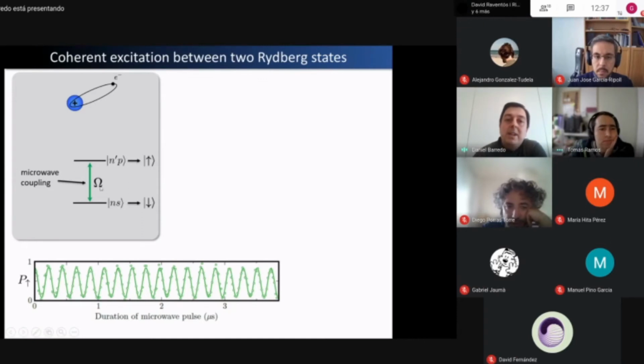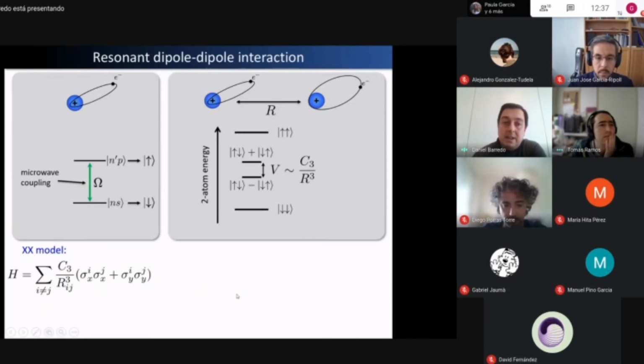And now the coupling is not done with a laser, but with a microwave field. But it's still the same: you can drive coherent Rabi oscillations between these two states, the S and the P, as you see here. As for the interaction, it's also a little bit different. In the two atom picture, you can have the two atoms in spin down, the two atoms in spin up, or you can have this superradiant and subradiant state that are separated by this interaction energy scaling as 1 over r cubed. With this type of flip-flop interaction, you can engineer the XY model.